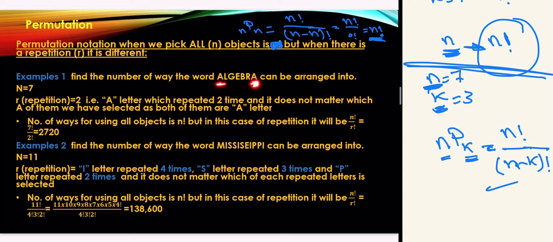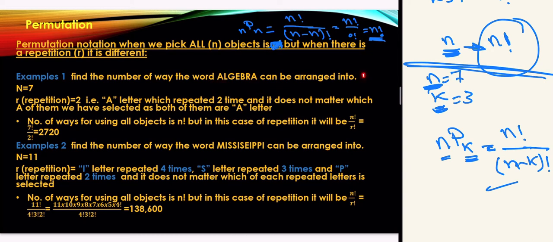So if this A came at the beginning of any arrangement, or this A came at the beginning, it doesn't matter. Both of them will have the same order because there's no difference between this A and this A. So here we have repetition, or sometimes it's called duplication. So how can we do that?